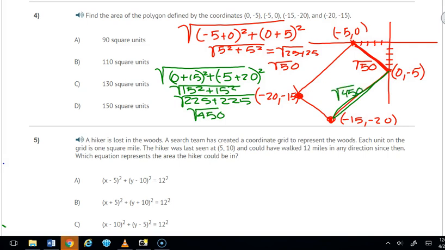Now to find the area of that, we're just going to multiply the square root of 50 times the square root of 450. We can do that actually in our calculator, and when we do that, we get the answer of the square root of 50 square units.